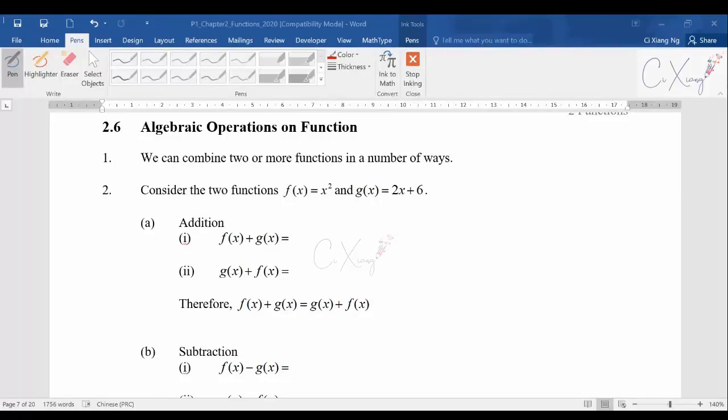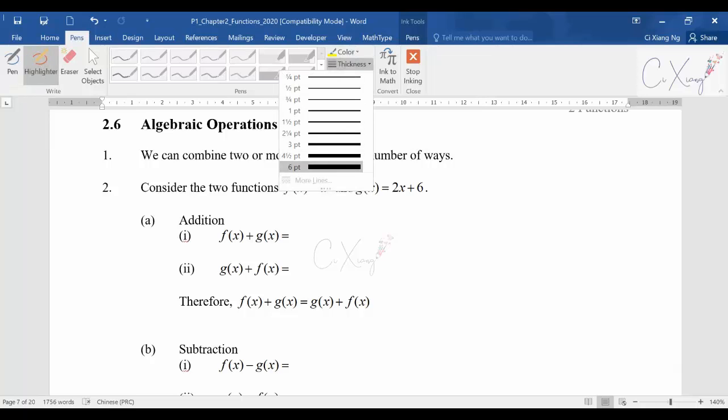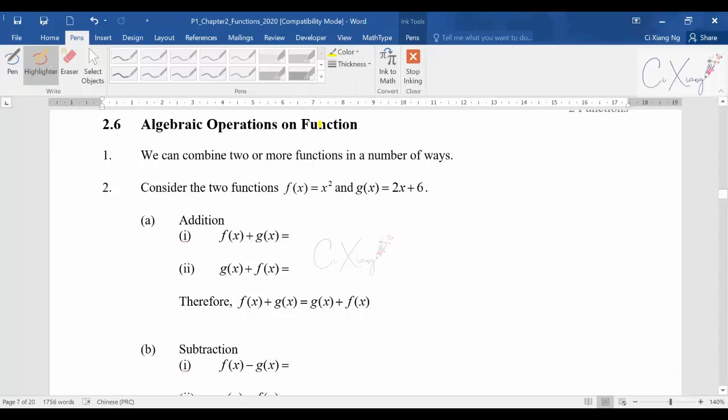Okay, so after discussing all the ideas and concepts about the transformation of graphs, now we are going into the next part for the function. We are going to discuss the algebraic operations of functions. Basically this is a very simple part, very easy. It's super easy, nothing special, so we will just go through it very fast.